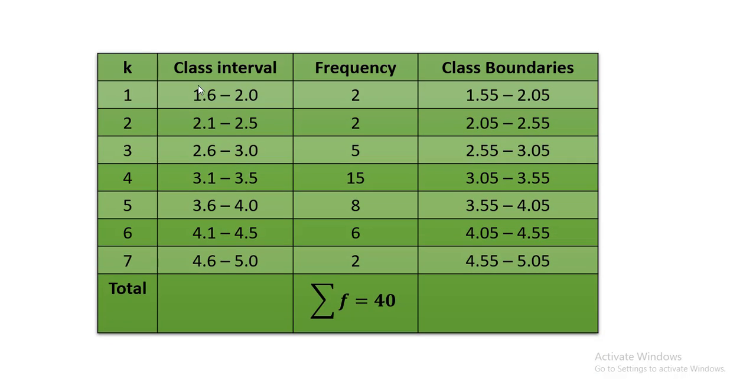What is the rule? The rule is that you need to subtract 0.05 from the lower interval and add 0.05 to the upper interval for continuous data in order to make its class boundaries.